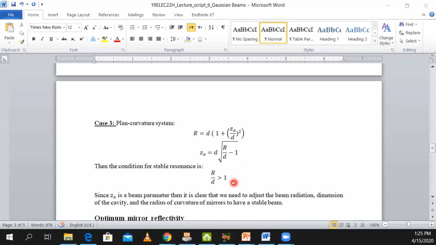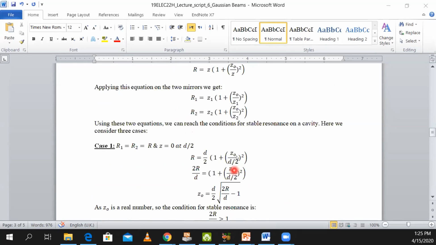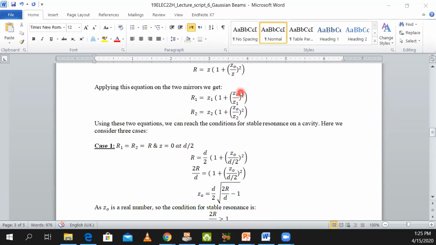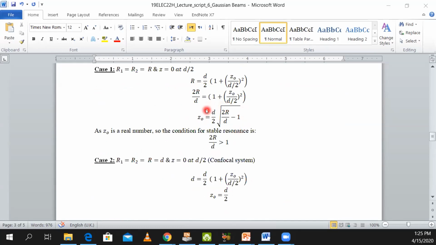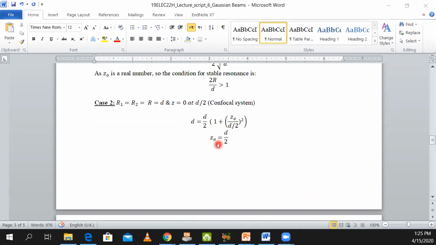So now it's very easy. Whatever the system is, you just start with this equation. Based on the assumption, you solve the equation in order to get Z node. Either you will have a condition for Z node, like case number 1 and case number 3, or you will have a finite defined value for Z node, like case number 2.